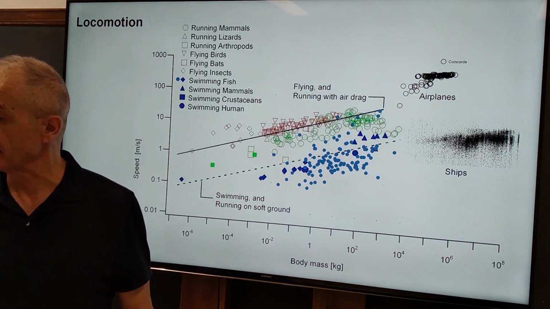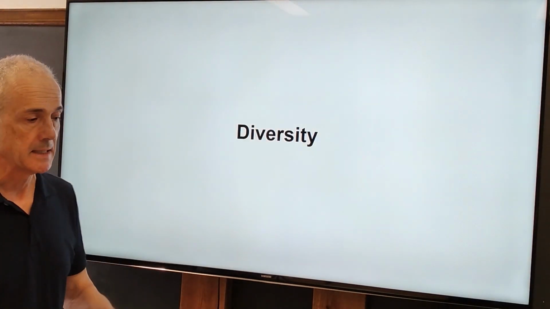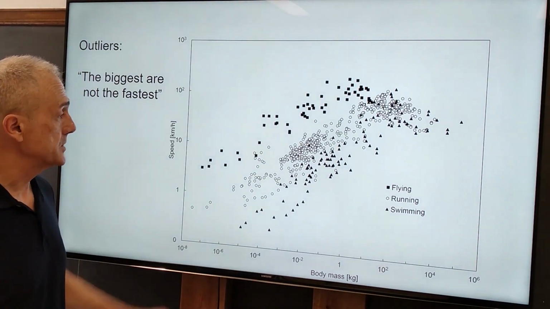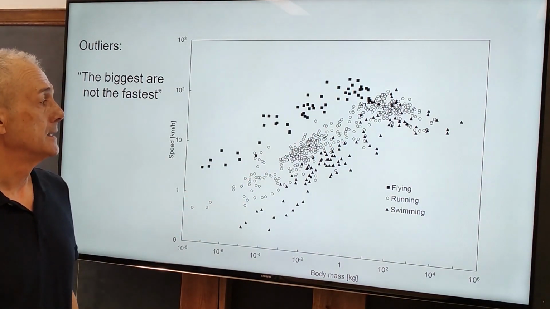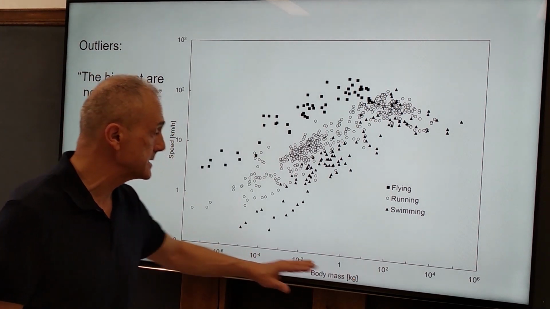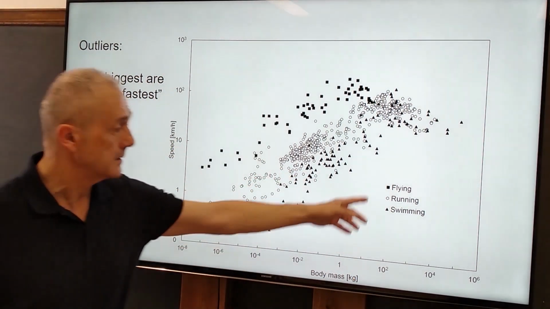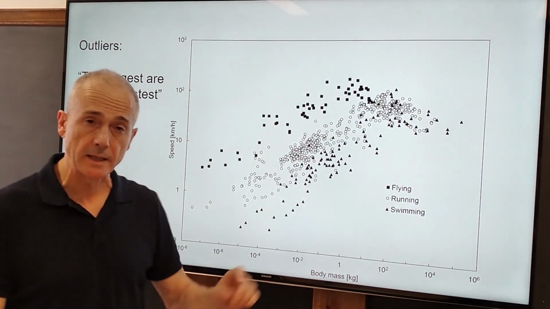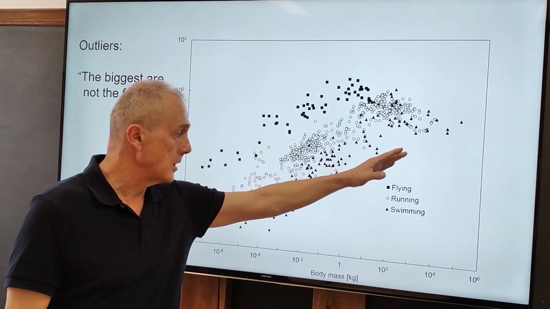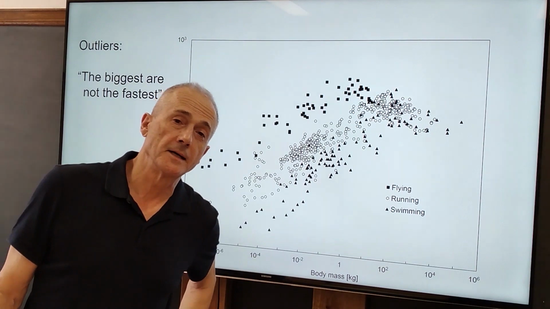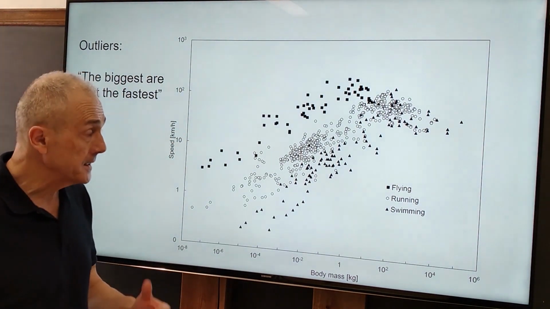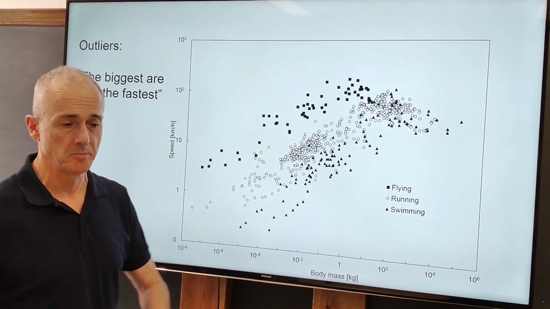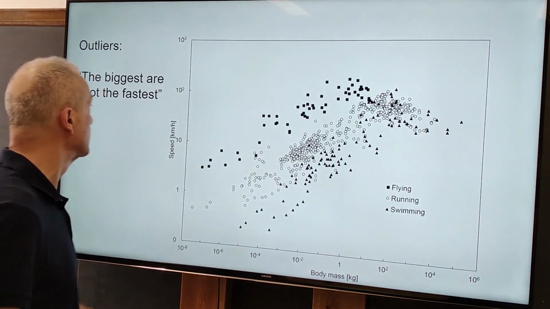And that is how the next idea comes on the screen. The cloud itself is about diversity hand in hand with the predictable trend. And this is a blow-up of that right-hand extremity of the previous drawing. We have the body sizes, we have the speeds, and here you see in each of these groups, flyers, runners, and swimmers, they're the fastest. The fastest are not the biggest. The biggest animals are somewhat slower than their fastest relatives.